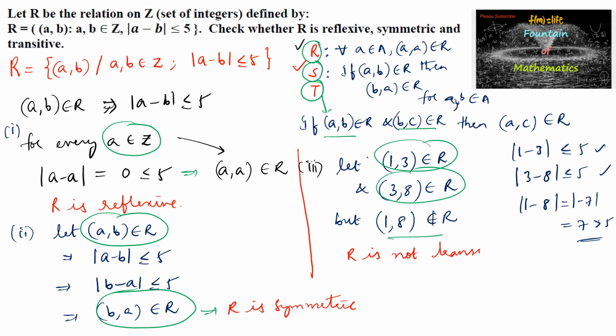To disprove it, we need to give at least one example. So here one example is enough to show that this relation is not transitive. In general cases we will prove it, but in the case of something not being correct, we need to give a counterexample.